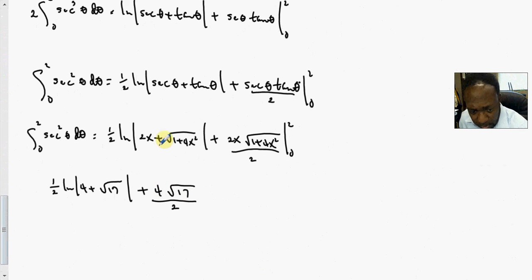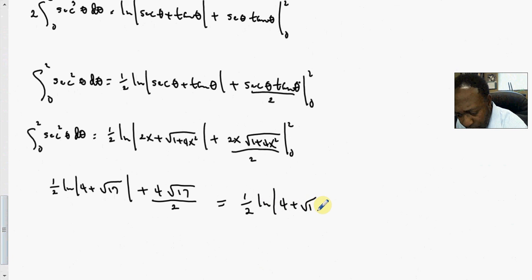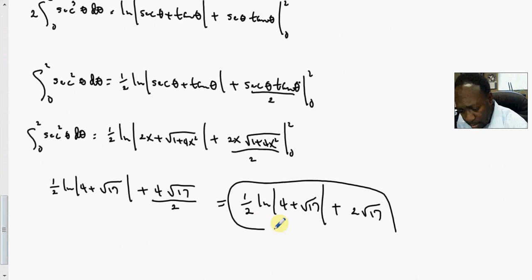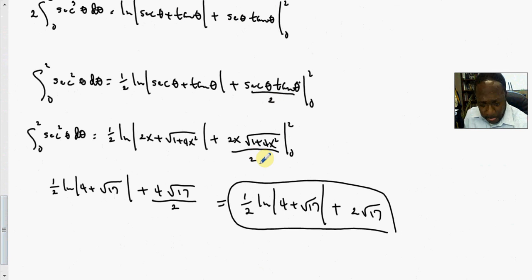And then it's minus, you plug in x equal to 0, we get 0 here, we get the square root of 1, which is 1. The natural log of 1 is 0, and then here this gives us 0. So our answer is 1/2 the natural log of the absolute value of 4 plus the square root of 17, and this is just plus now 2 times the square root of 17. And I had to be careful, I almost lost that 1/2 when we divided by the 2 here and also over there, right? So I put it there, saved myself.